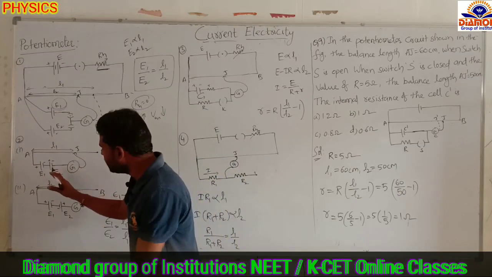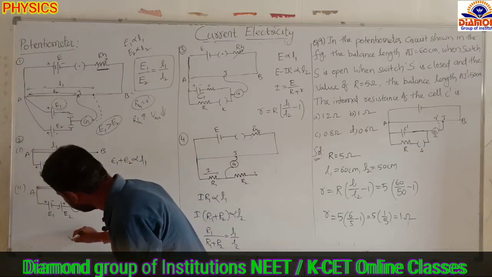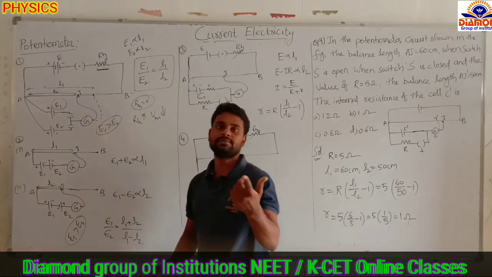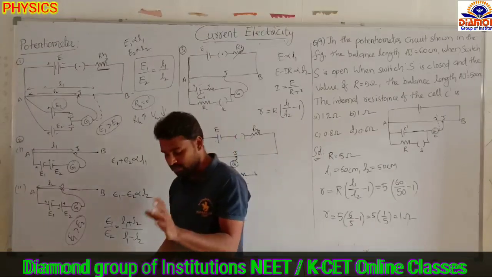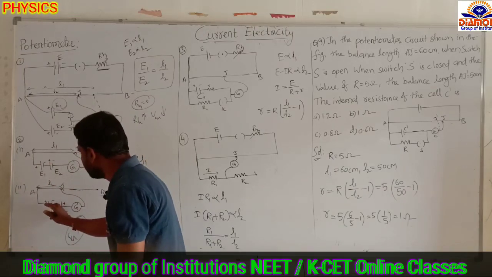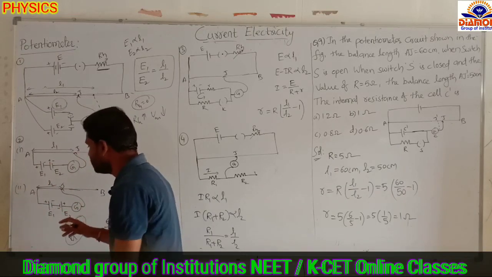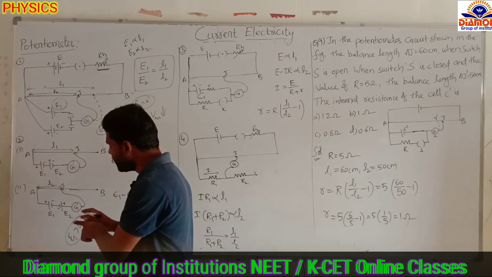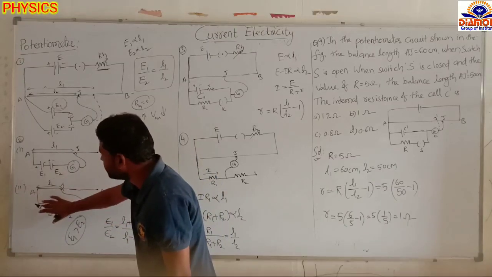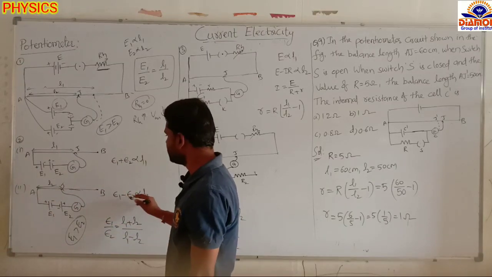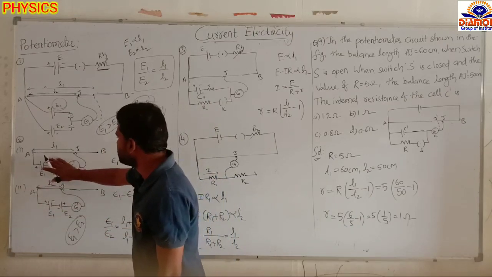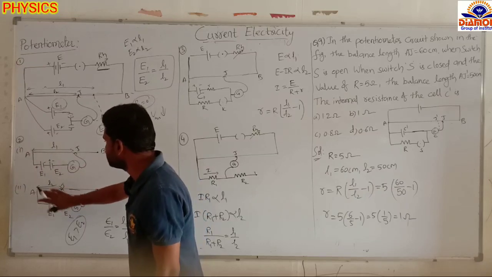Next, I consider E1 as the larger EMF and E2 as the smaller. Then we have to change the polarity of the cell with the smaller EMF. Here I keep E1 as plus minus, but I am changing the polarity of E2. We have to reverse the polarities of the cell with less EMF, so minus plus. Then the net EMF is decreasing, E1 minus E2, and it shows some length from A to L2. So when EMF is more, the length is more, and when EMF decreases, the length also decreases.